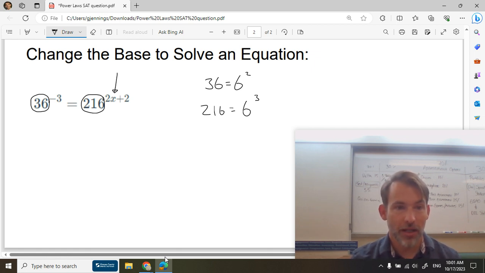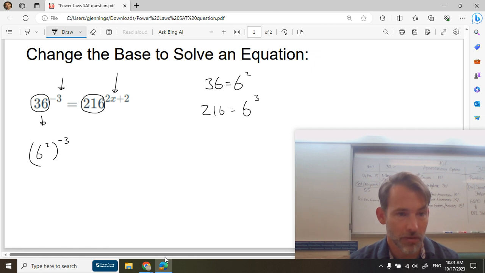And so now I can rewrite this equation like this. So 36, I'm going to write as 6 squared. I'll put that in brackets because then I want to raise that to the negative 3 because I had negative 3 there. And then 216, I'll write that as 6 cubed. But I put that in brackets because I have this power here. So that's to the 2x plus 2.